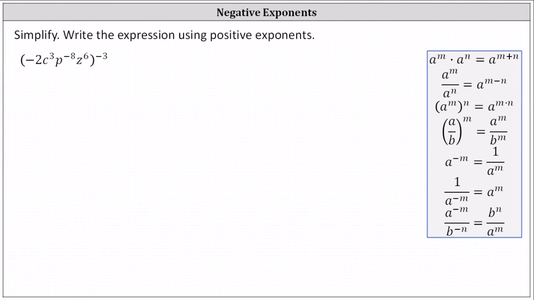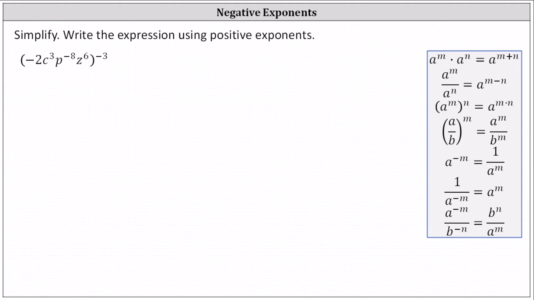We want to simplify the given expression and write it using only positive exponents. Recall, when we have powers raised to powers, we multiply the exponents. For the given expression, we have negative 2c cubed p to the power of negative 8, z to the power of 6, all raised to the power of negative 3.